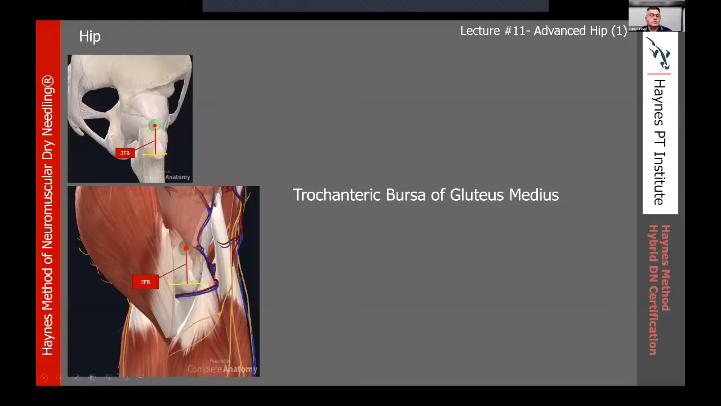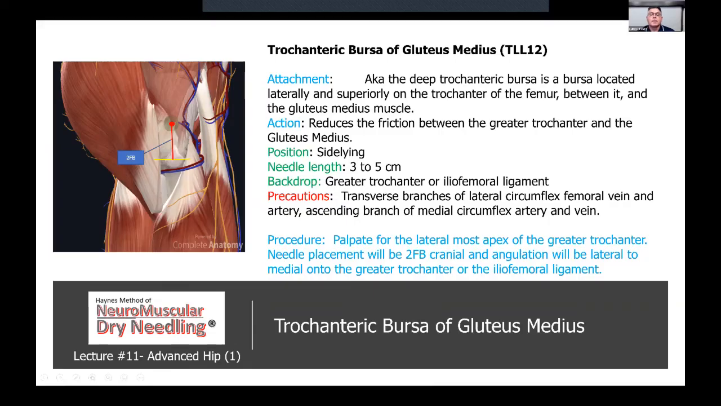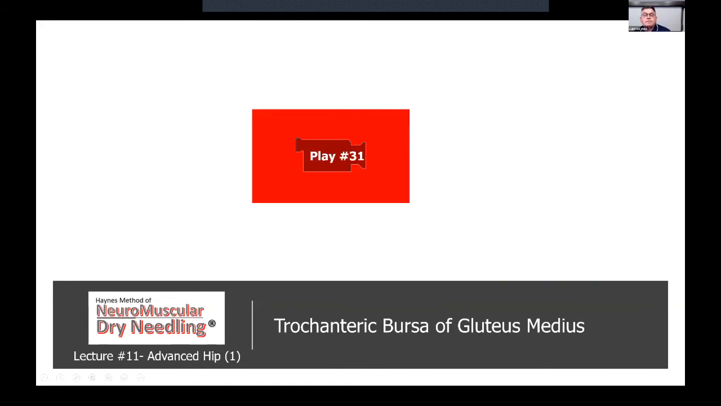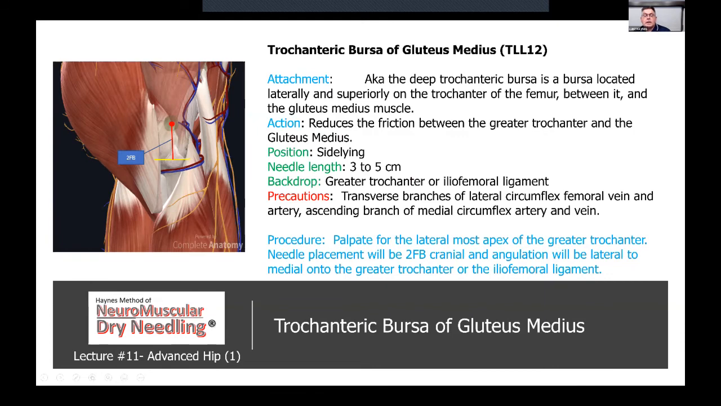So for the bursa of gluteus medius, same basic idea. We're going to move 2 finger breadths more proximal, and obviously we'll have a deeper needle placement to reach that further on the greater troch. Here, the needle length will be 3 to 5 centimeters, same basic position, sidelined. We'll palpate the lateral-most aspect of the greater troch, and it'll be 2 finger breadths cranial. Angulation will be lateral to medial onto the greater troch, or possibly even down to the iliofemoral ligament.